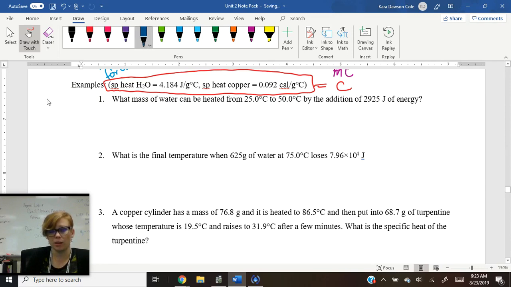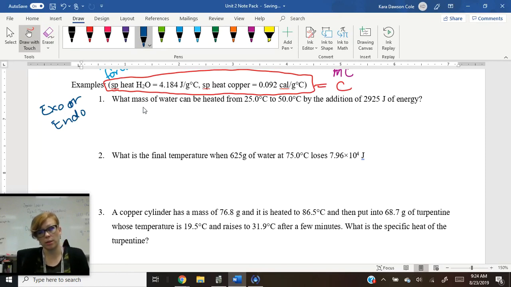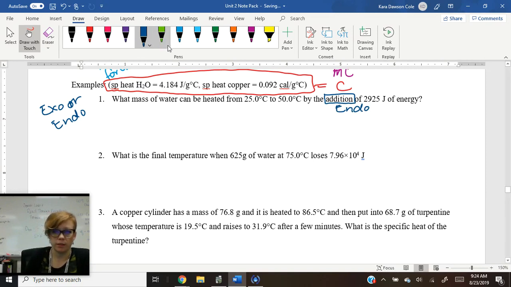Now, one of the first things that we need to look at is, is it exothermic or is it endothermic? Looking at this, I'm wanting to figure out, is this an exothermic or an endothermic process? I'm going to look and see, oh, it's adding. So if I'm adding heat to the water, then that has to be endothermic.